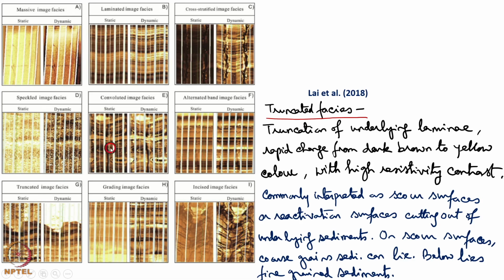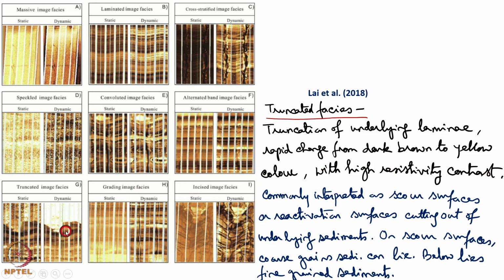So, with this idea we now come into the description. The truncated facies are the truncations of underlying laminae or rapid change from dark brown to yellow color. We can see here rapid change from the dark brown to yellow color happening, and it is produced by truncation of the underlying laminae. Here we are calling as laminae basically layers, but we can see they are much thicker than the laminated image facies. So, instead of laminae we can call them layers, and there is a sharp truncation. And since this color contrast is too much, this light and then there is a dark band, there is too much of resistivity contrast between the sediments over here and over there.